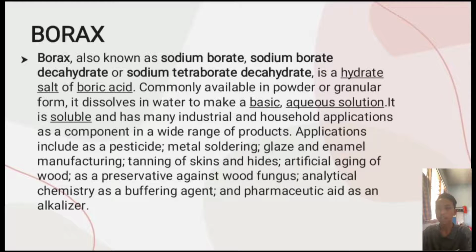Applications include as a pesticide, metal soldering, glaze and enamel manufacturing, tanning of skin and hides, artificial aging of wood, as a preservative against wood fungus, analytical chemistry as a buffering agent, and pharmaceutic aid as an alkalizer.